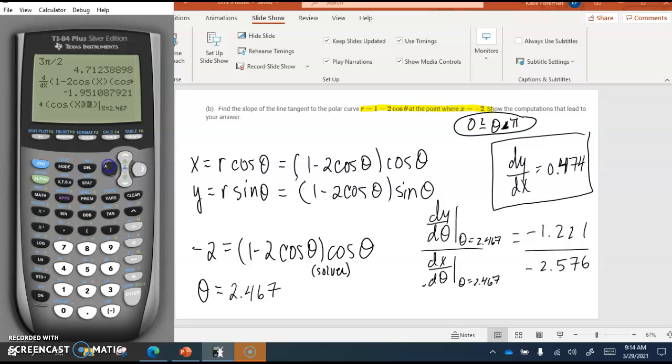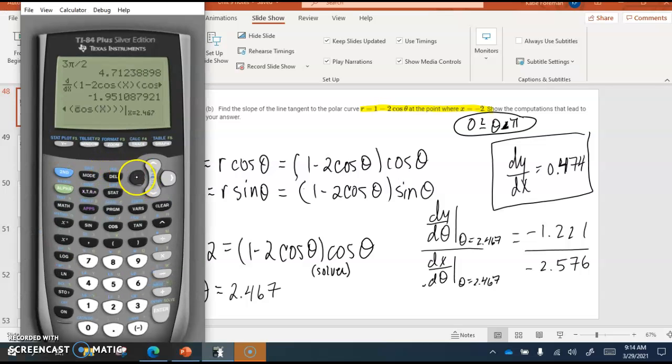I'm moving a little bit too fast here. But check this out. So I opened a set of parentheses before the 1. I opened a set of parentheses before the x, and then I never closed it. So I'm going to insert a parenthesis. And there's my negative 2.576.